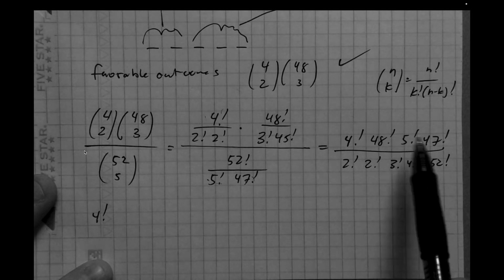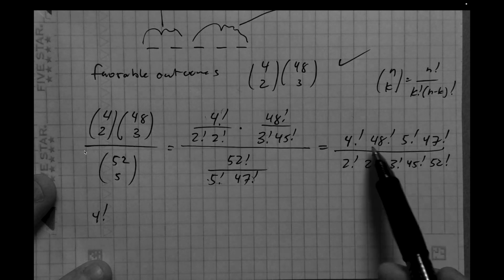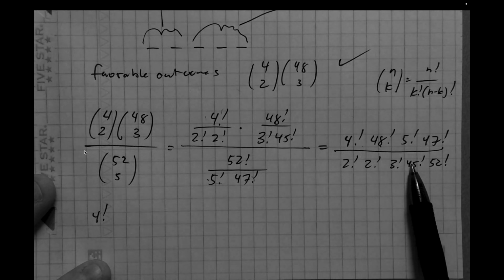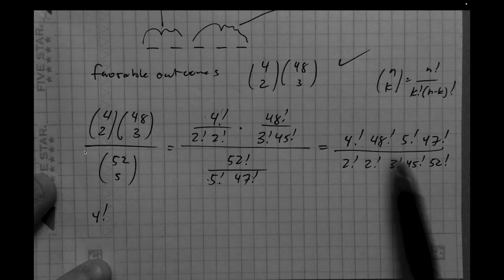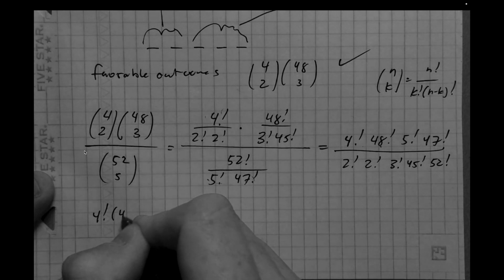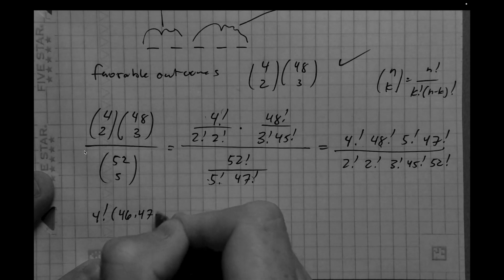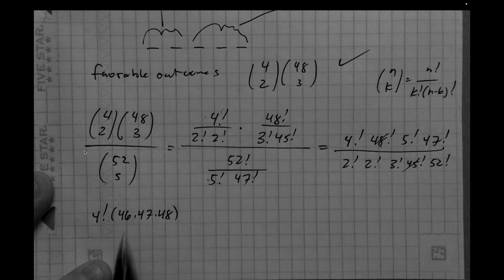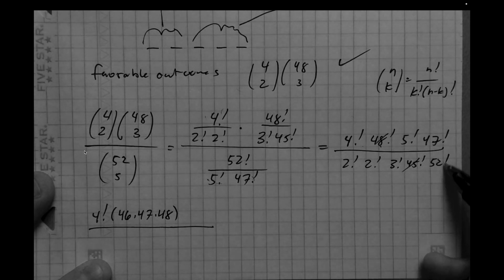Now instead of the 48 factorial, I'm going to cancel that against the 45 factorial, right? And so when I do that, all I'm left with is 46 times 47 times 48 in the numerator. So these two will cancel against each other, and this is what I'm left with up top. And I'm going to do something similar here with the 47 and the 52. So the 47 is going to go away, and the 52 will get largely canceled out.